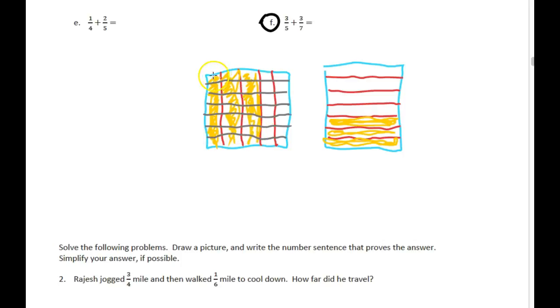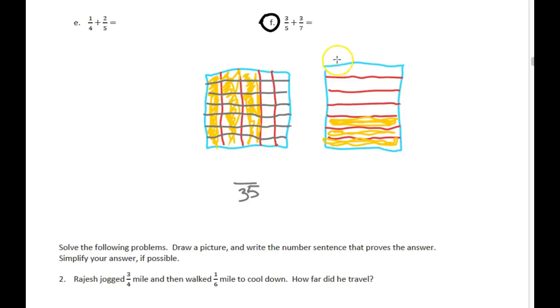See that? So now we've got 1, 2, 3, 4, 5, 6, 7 by 1, 2, 3, 4, 5. So this is actually into 35ths now. That's how many pieces are inside there. It used to only be fifths.